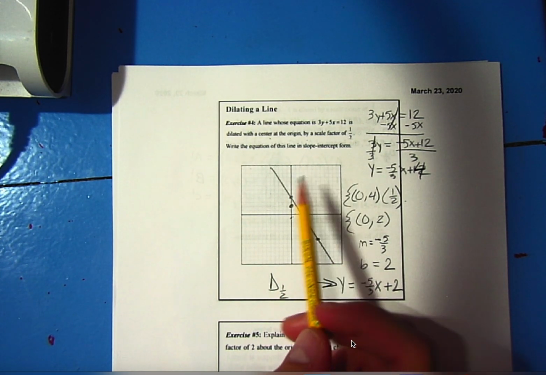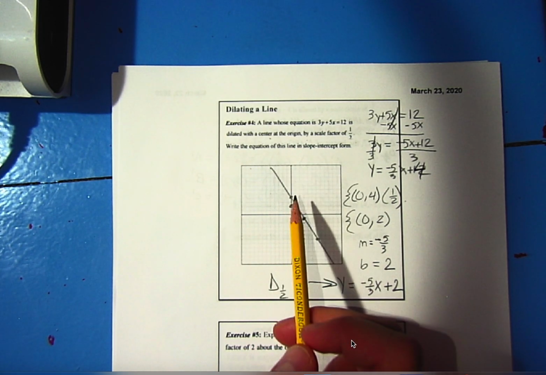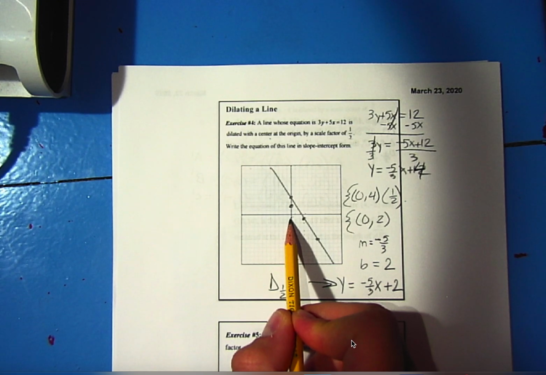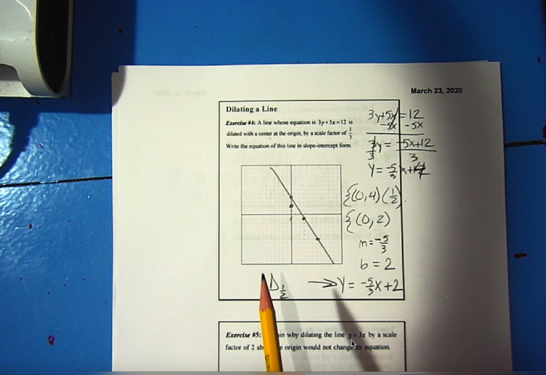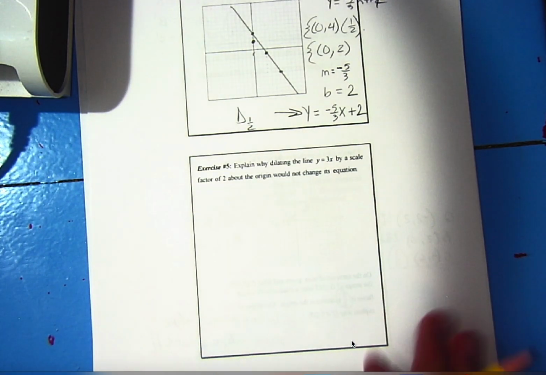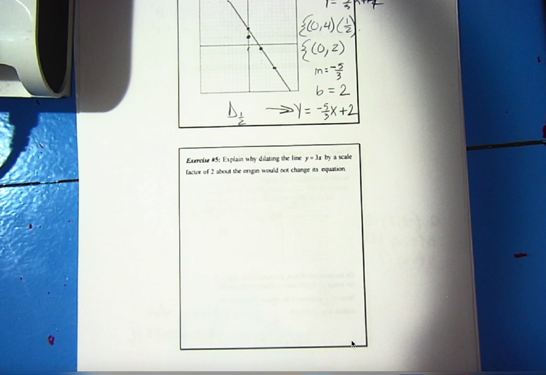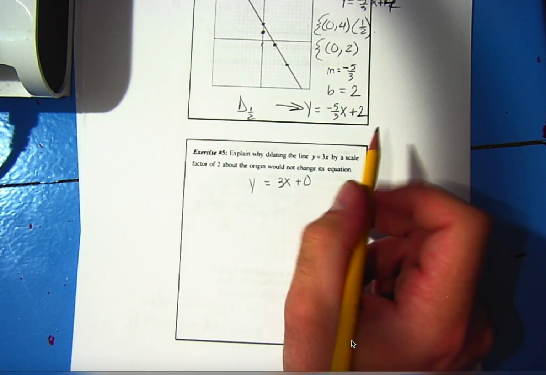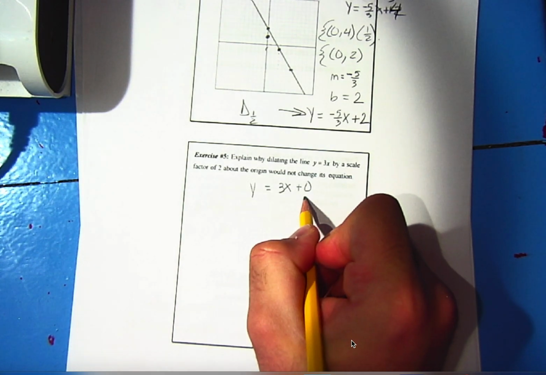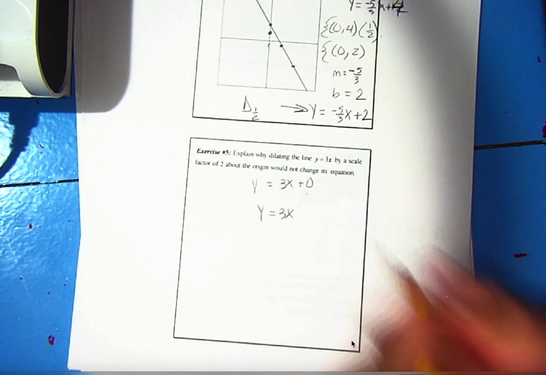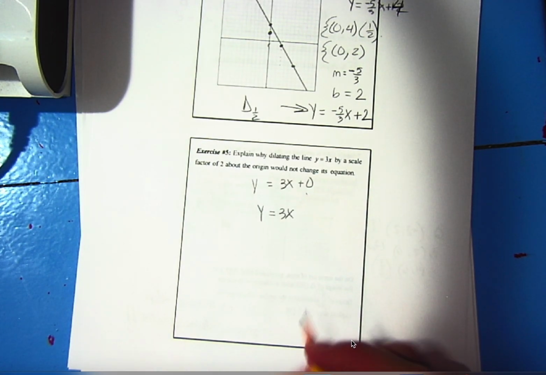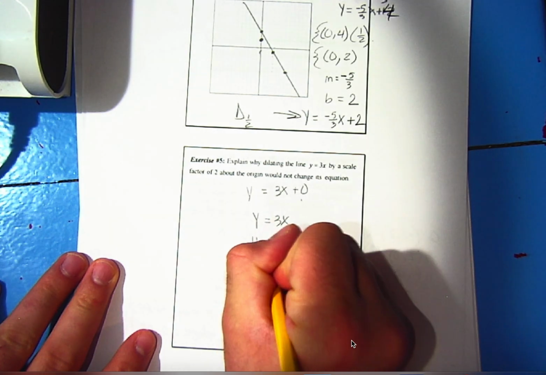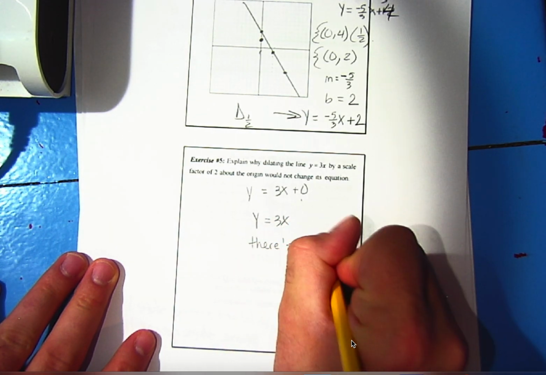And this is our dilated line, our d1/2. So all you have to do when they're asking you to dilate a line based on the origin or even a point off the line, is multiply the y-intercept by this scale factor. So the next question asks you to do exactly that. It says explain why dilating the line y equals 3x by a scale factor of 2 about the origin would not change its equation. Well, we just said you got to multiply the y-intercept, and in this equation, the y-intercept is 0, because there's no y-intercept there. So if you multiply this by 2, you just get 0, and your equation would be 3x again. So the reason why it doesn't change the equation is because there's no y-intercept.